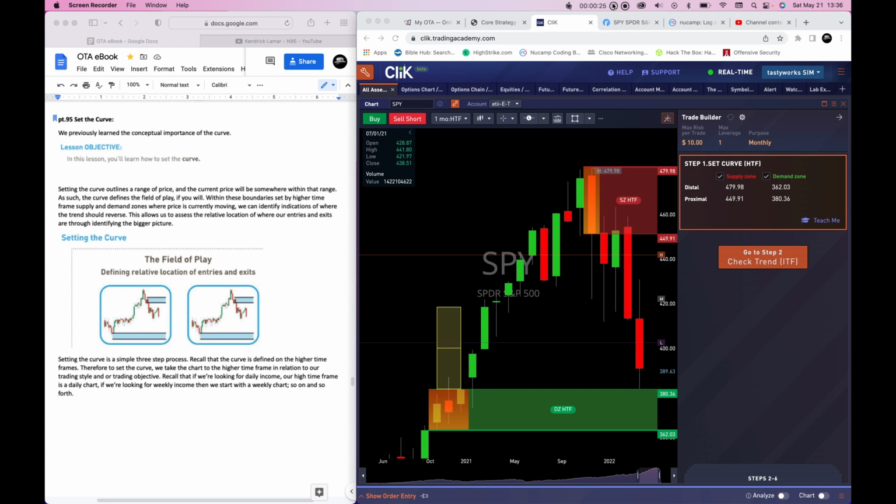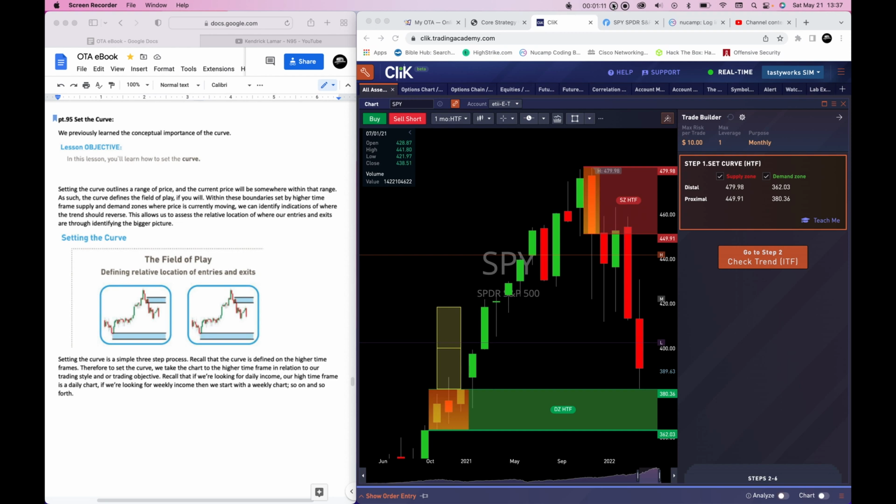Within these boundaries set by the higher time frame supply and demand zones, where price is currently moving, we can identify indications of where the trend should reverse. This allows us to assess the relative location of where our entries and exits are through identifying the bigger picture. Setting the curve is a simple three-step process.